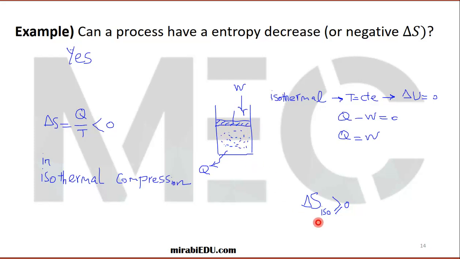So in an isolated system, delta S is always positive or 0, or greater than or equal to 0. But here it is not an isolated system. Okay, so it doesn't violate the second law of thermodynamics.